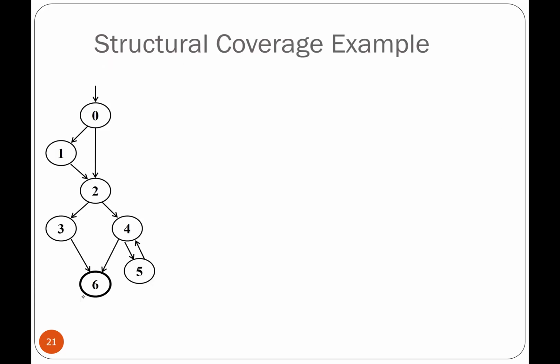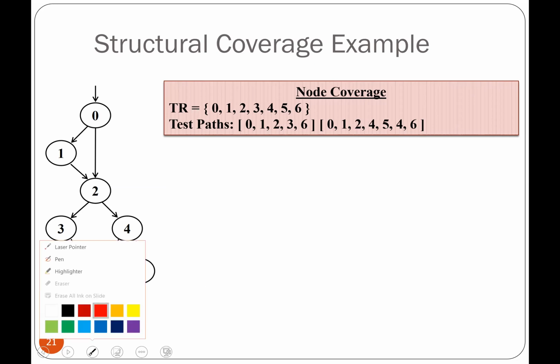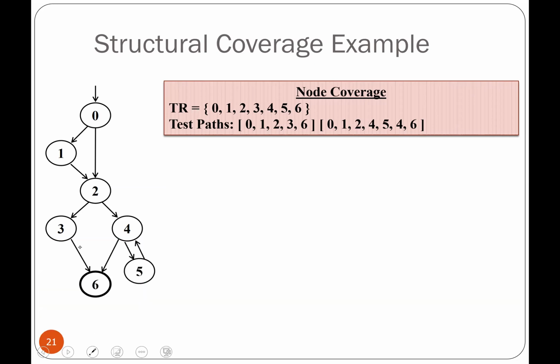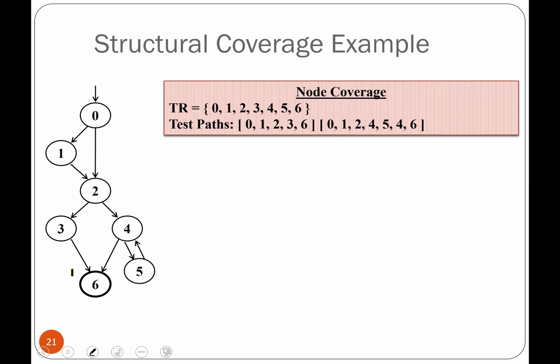So if I look at this graph over here, node coverage has the requirements 0, 1, 2, 3, 4, 5, 6. I could have done that with 2 different test cases. The first test case goes 0, 1, 2, 3, 6. That means we still have 4 and 5 left. The second one takes us 0, 1, 2, 4, 5.